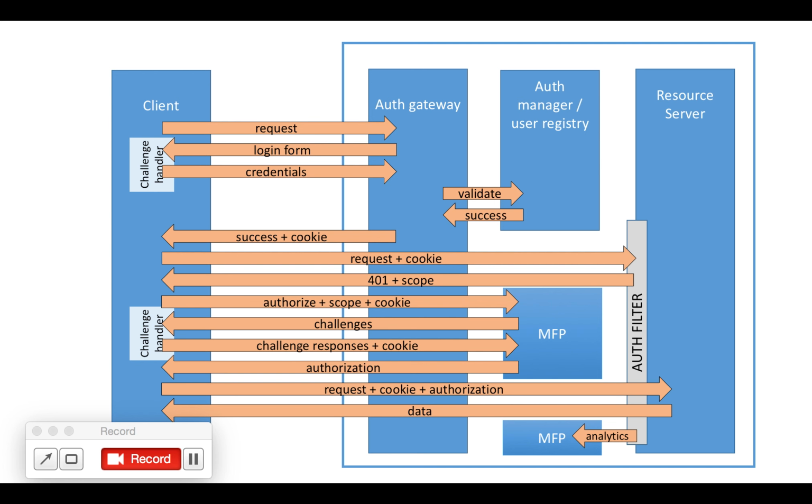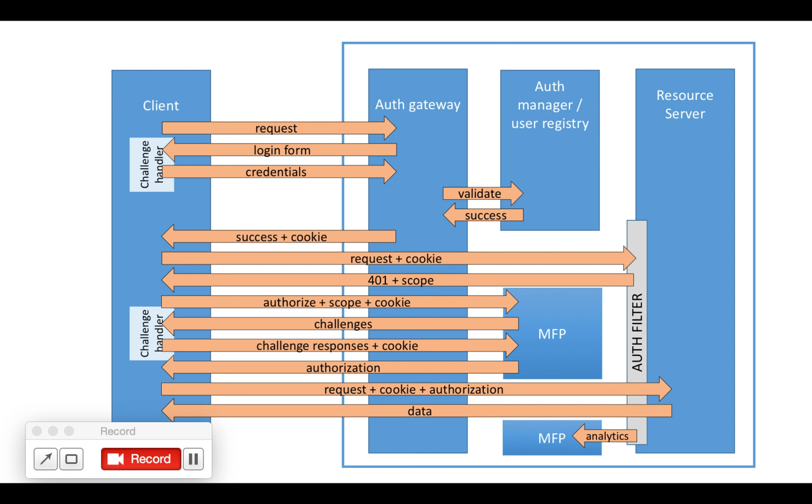So next, the client makes a request with that cookie to a resource server. Okay, so since the cookie is there on the request, the request gets through the authentication gateway. The authorization filter intercepts that request and says, hey, you might be authenticated to go through the authentication gateway, but you're definitely not authorized to access the resource server just yet.